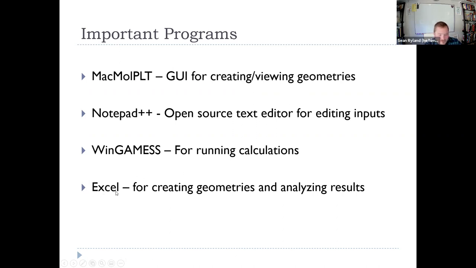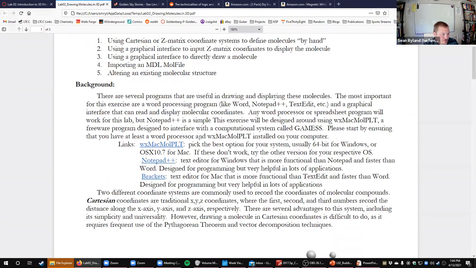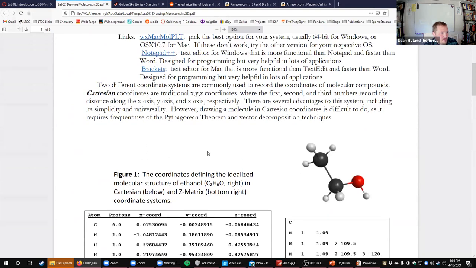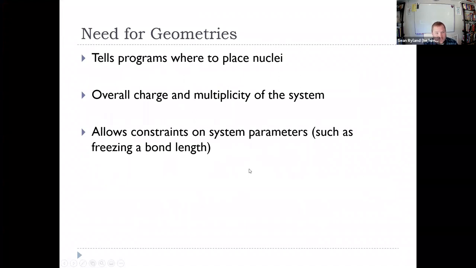The last one that we're going to wind up using is Excel, and that's going to be basically to take our data from our calculations and actually analyze it and turn it into things like potential energy surfaces and graphs. So you guys are all fairly familiar with Excel at this point. The new program we're focusing on today is that MacMolPlt. The lab write-up has some good background and some good figures as well. So I'm going to present it on the slides so that you can see some slightly different figures. It might help it stick in your head a little bit better.